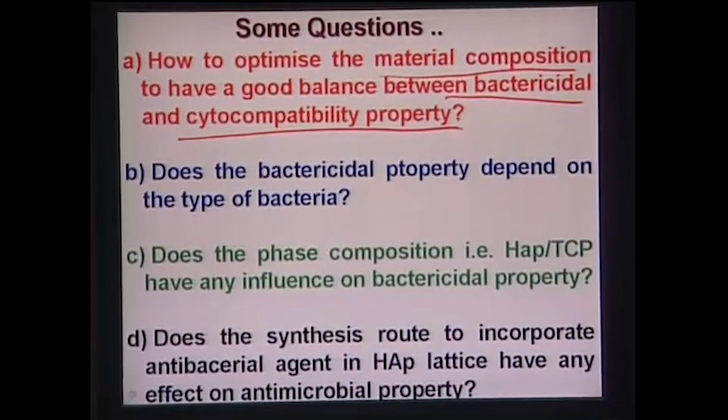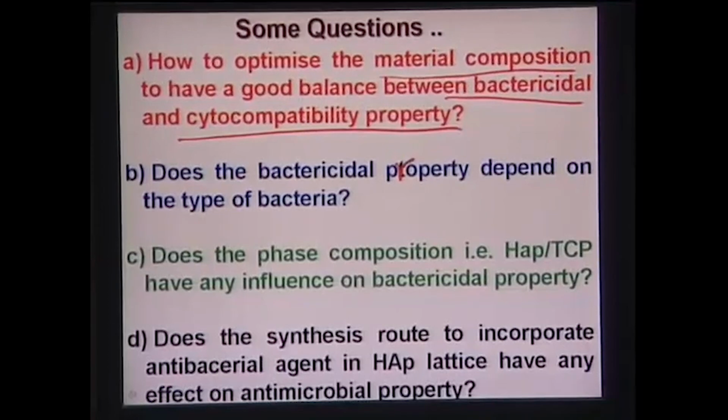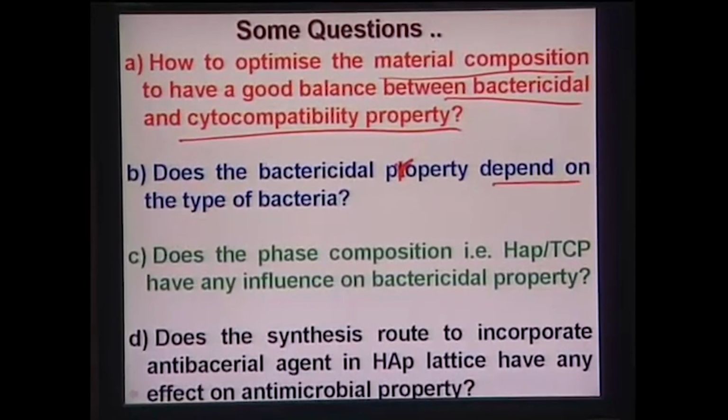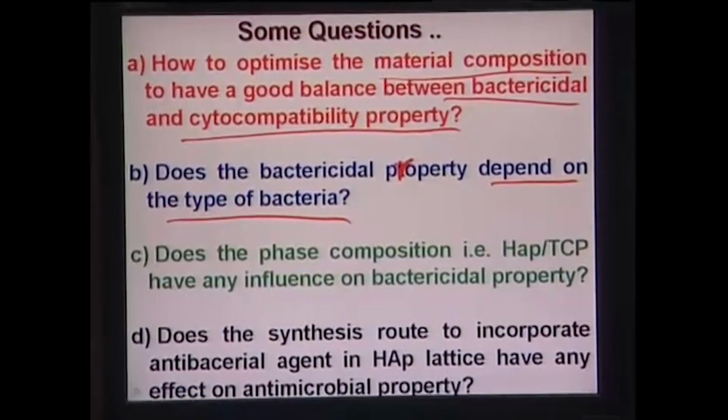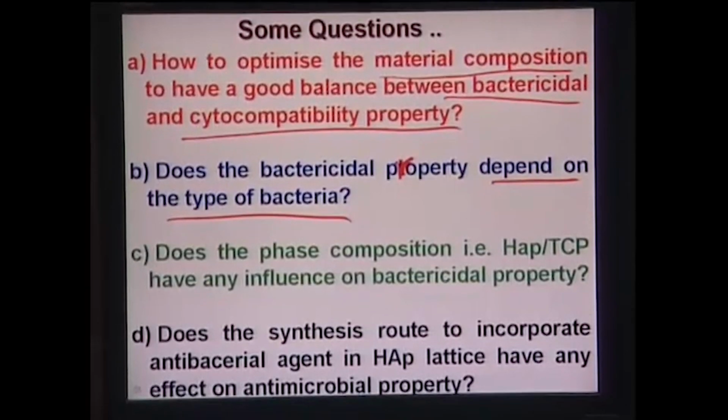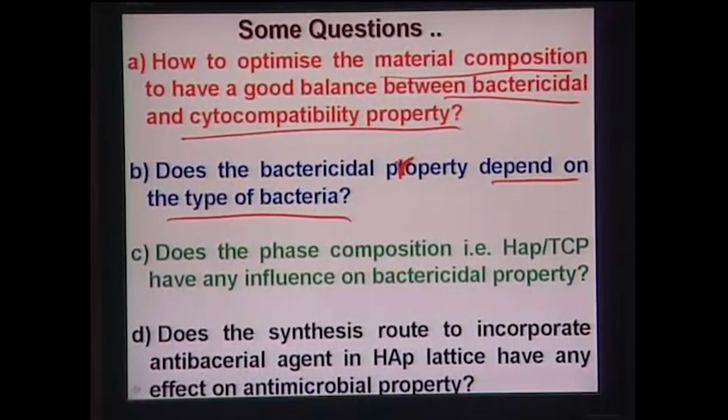Second, does the bactericidal property also depend on the type of bacteria? Type of bacteria means there are two types, gram negative bacteria and gram positive bacteria. Now the question is whether a given material which has good bactericidal or antimicrobial property against gram negative bacteria will have similarly good bactericidal property against gram positive bacteria or not. That question also needs to be answered.